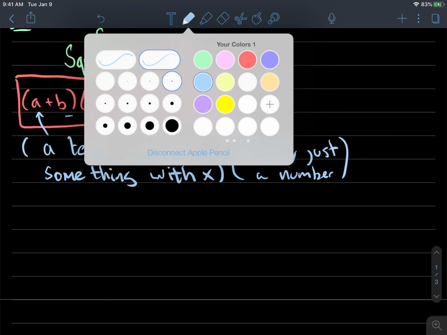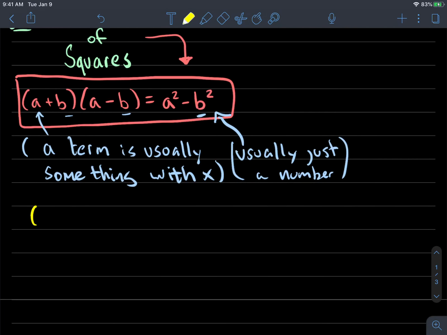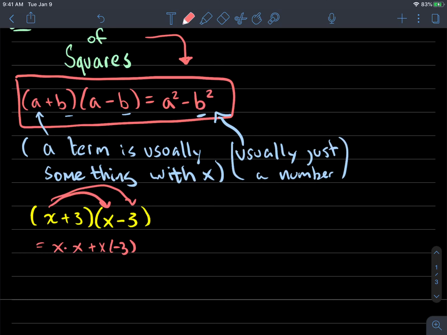So we're going to get a problem like this. Let's start simple: x plus 3 times x minus 3. Now you already know how to multiply this using FOIL. If we did use FOIL, you're going to do x times x, and x times negative 3, so plus x times negative 3. And then you're going to repeat the same process: plus 3 times x, plus 3 times negative 3.